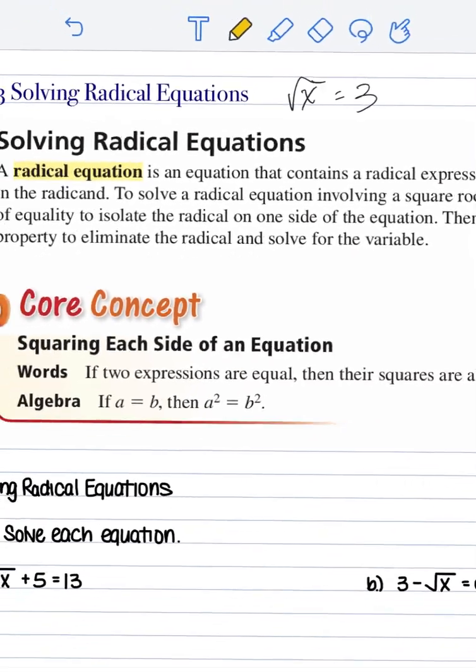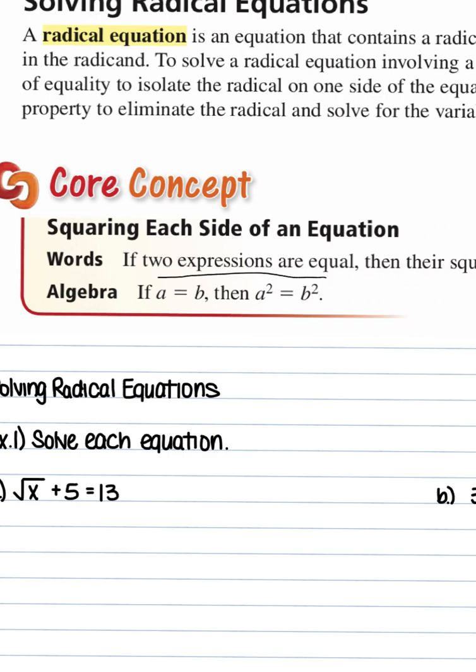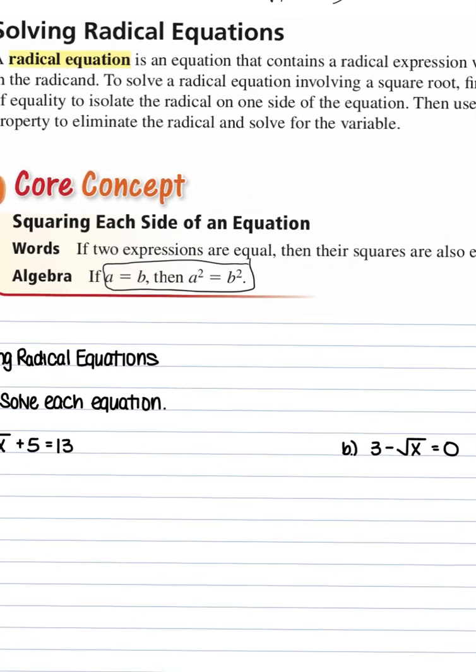Now, there is a property when we're dealing with radical equations, and that property is down below. It says that if a is equal to b, then a squared equals b squared. You can essentially square both sides of any equation and maintain the equality.